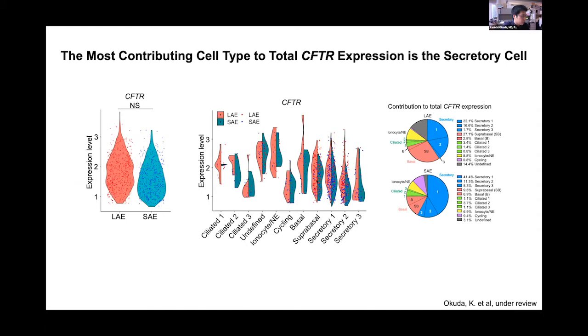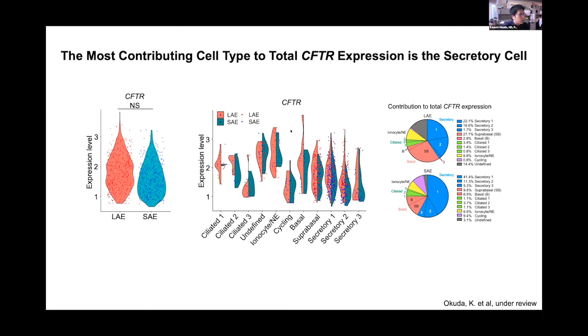And the secretory cells have more dots, which means more CFTR positive cells, but the expression level is lower than in the ionocyte cluster. And if we compare CFTR expression levels between large and small airways, there is no statistical difference. That means although the cell types might be different, the total CFTR expression levels between large and small airways are almost the same.